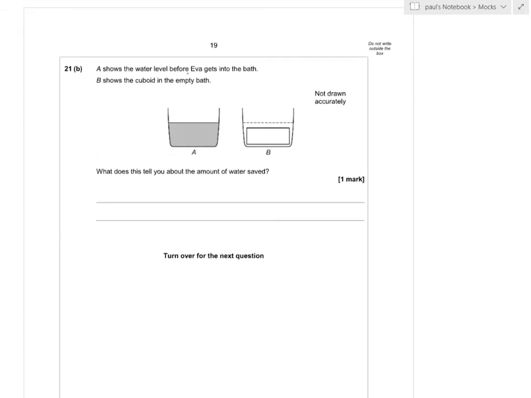A shows the water level before Eva gets in. B shows the cuboid in the empty bath. What does this tell you about the amount of water saved? Well, I think the bath is bigger, isn't it? Even more water saved.